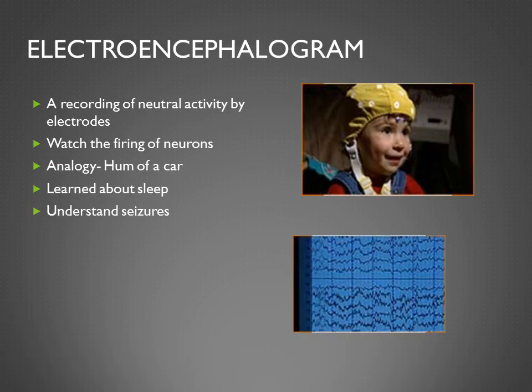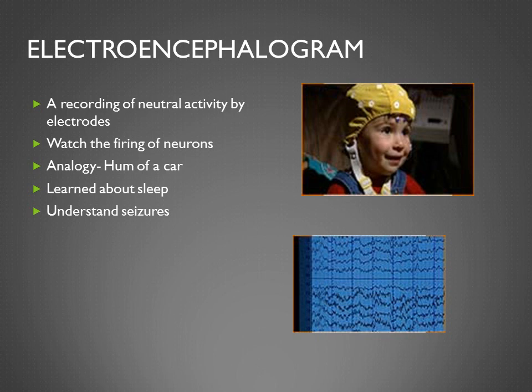Okay, so the electroencephalogram is one way to test brain activity. It does not show which specific areas of the brain are impacted. It just pretty much watches the neural firing of the brain. It is a recording of neural activity by electrodes. It pretty much watches the firing of neurons.